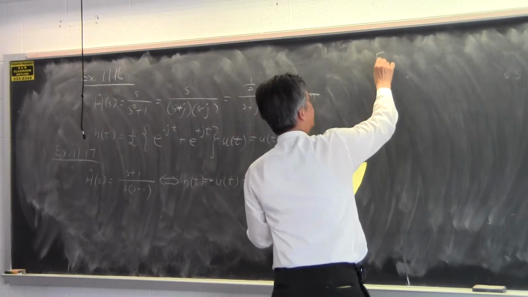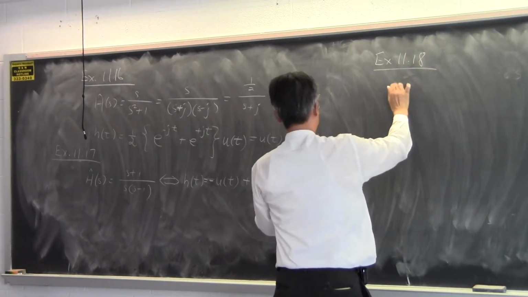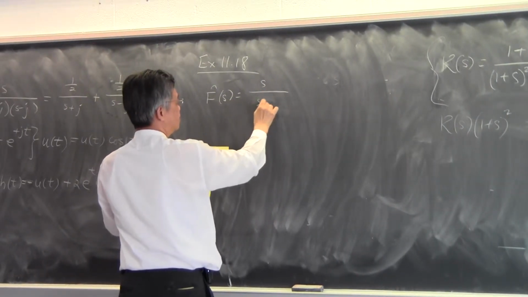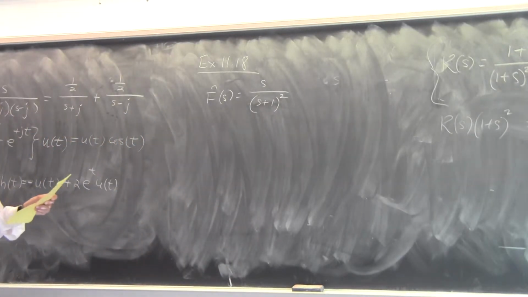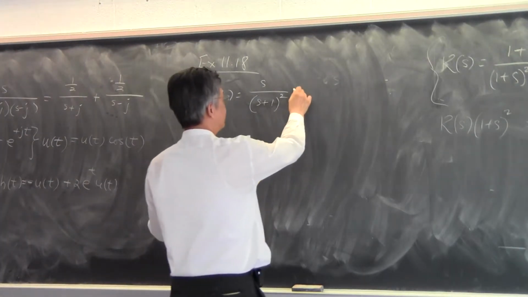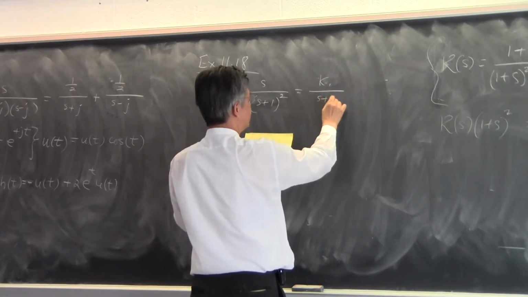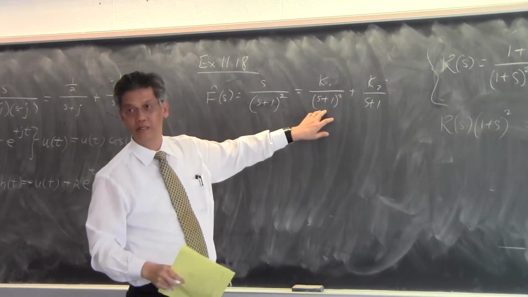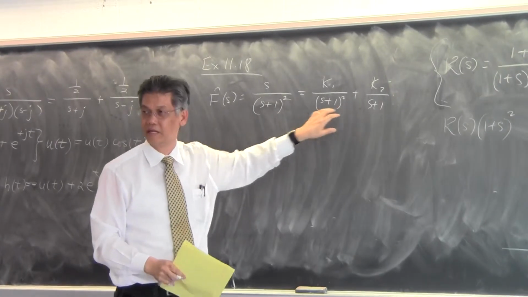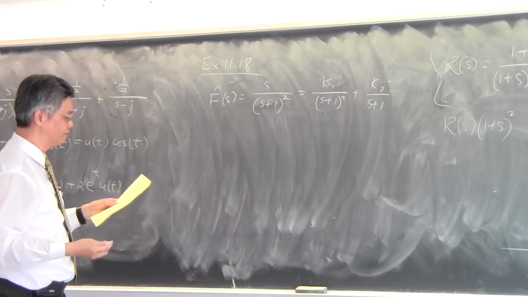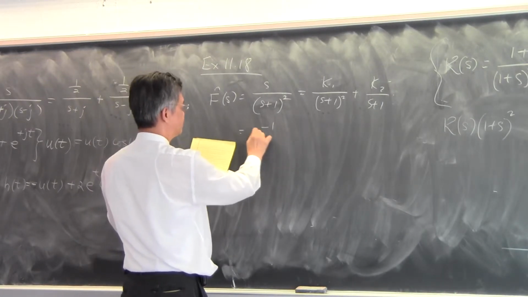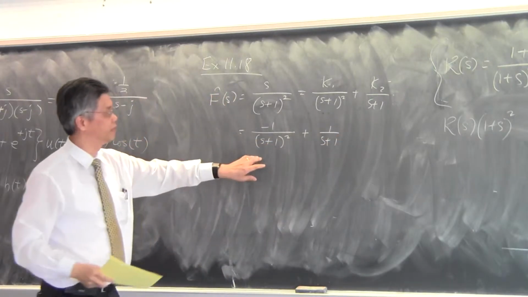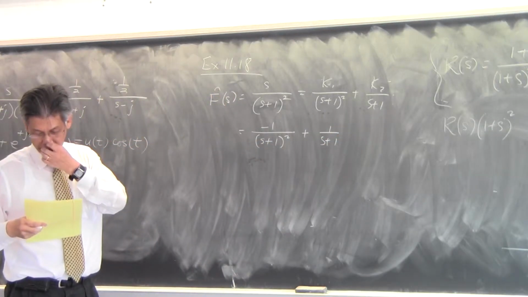So example 11.18, you are given a function that looks something like this. And then you do a partial fraction, okay, k1 over (s plus 1) squared plus k2 over s plus 1. You have to add the pole of multiplicity 2 in order for this to balance out. Otherwise, the equation doesn't balance. And then you can find k1 and k2 through a very simple procedure. And then you do a table lookup on this. Okay? Do a table lookup on this.